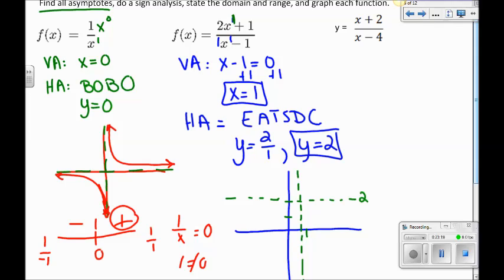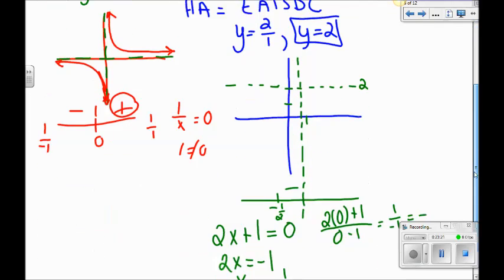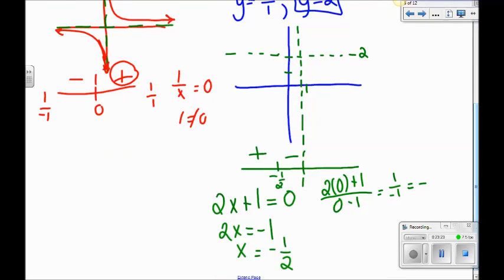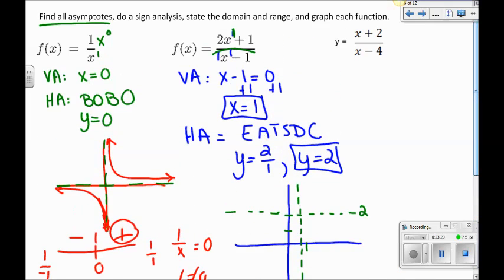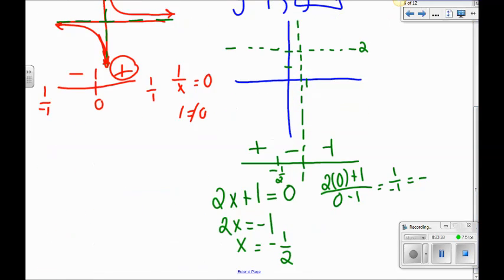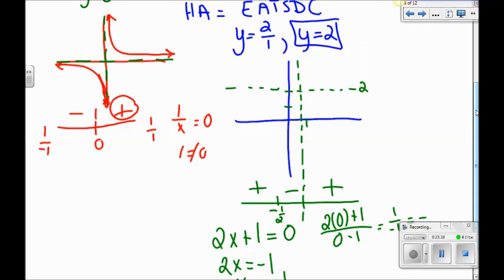Again, we can look at our zero, which is this 2x plus 1, and we can see we've got x to the power of 1. Our zero is just to an odd power, which means it's going to alternate around our zero in our sign analysis, and also our vertical asymptote is to an odd power. Therefore, it's going to alternate here as well. So we know our function has this zero at negative 1/2, and we know our function is going to be positive and then negative, and then again positive.